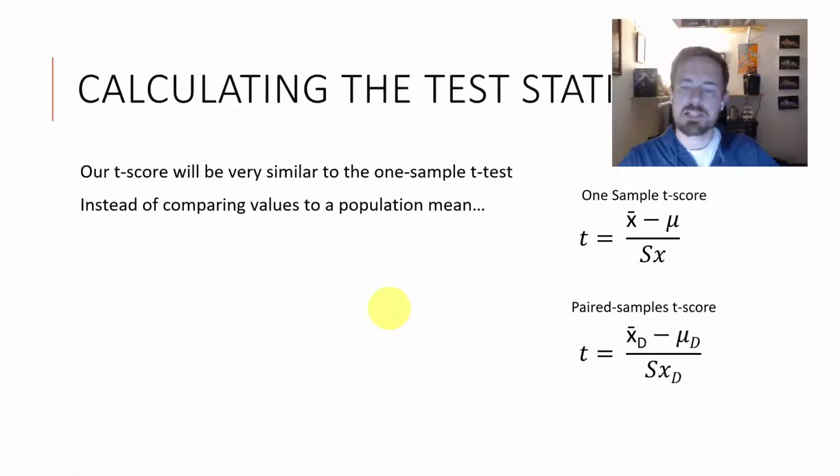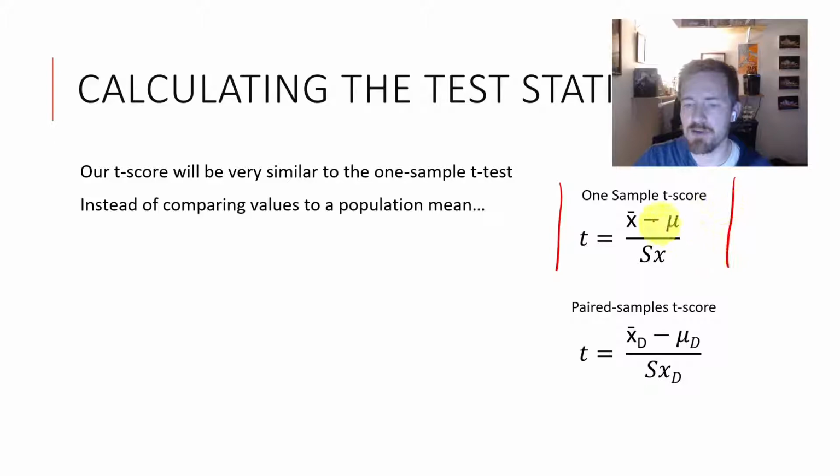Alright, so here is how we calculate the test statistic. Again, it's going to be very similar to what you've done before, but there is a key crucial step that is easy to miss, so be careful here. Last chapter, this is what we used: the sample mean subtracted by the population mean, divided by the sampling error. Because remember, the sampling error is the standard deviation divided by the square root of n.